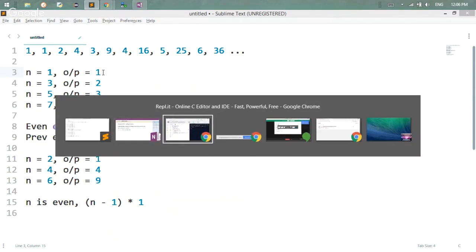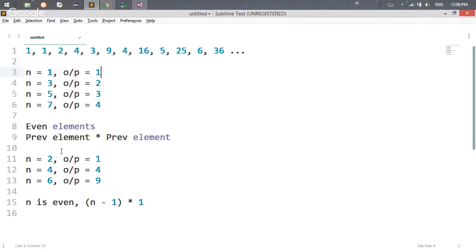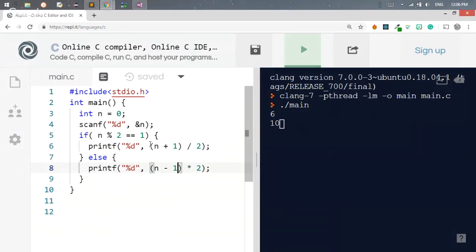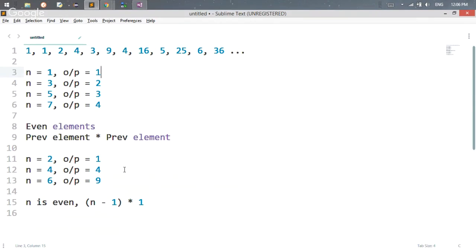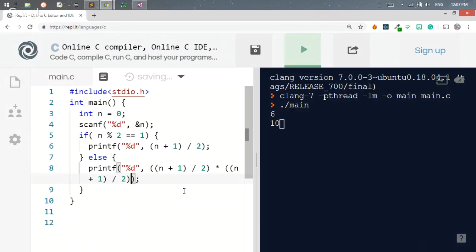So what we need to do here is, you just have to change. If n is odd, then it is (n plus 1) by 2 for getting the second series. And if n is even, then you take the previous element, which you can get by using this, and then multiply it by the same element. You take the previous element and multiply it again by itself.